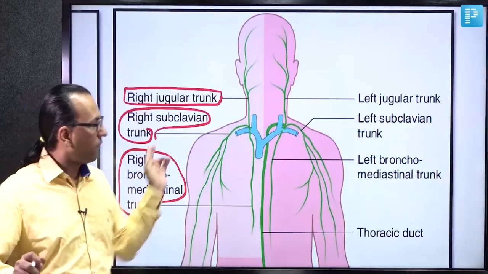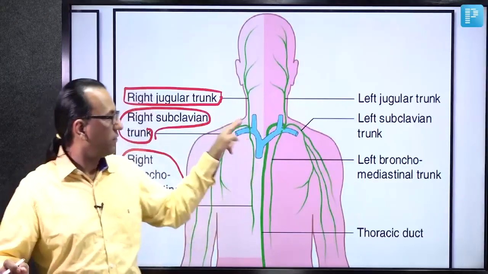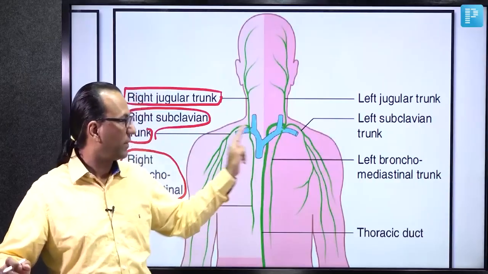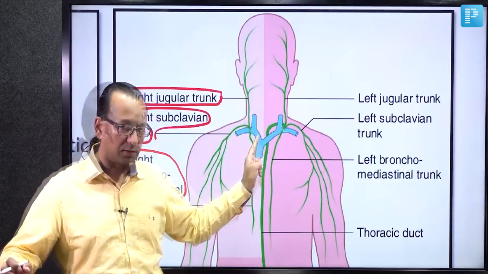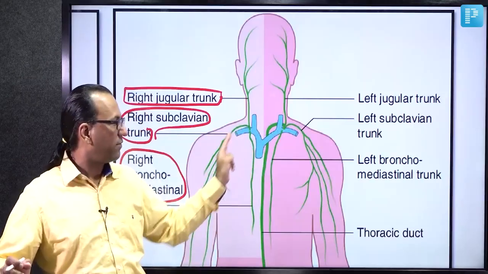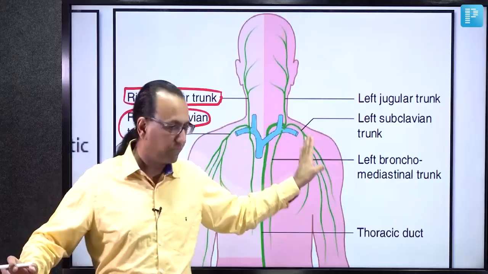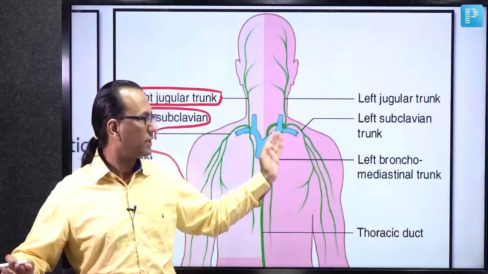They all join to form the right lymphatic duct, and the right lymphatic duct will drain into the right venous angle, which is called the right jugular subclavian venous angle, the meeting point of the internal jugular vein and the subclavian vein. It is also the beginning of the brachiocephalic vein. Similarly, on the left, the venous angle is the opening of the thoracic duct.